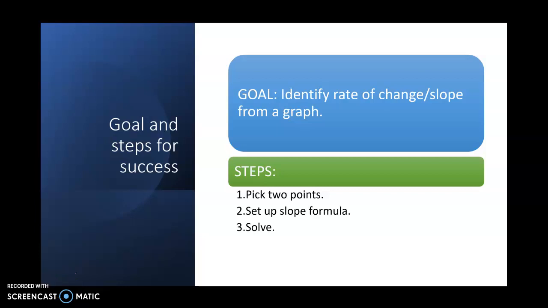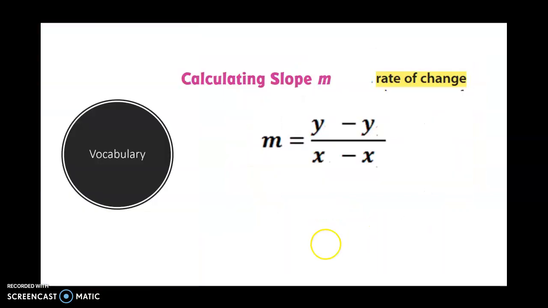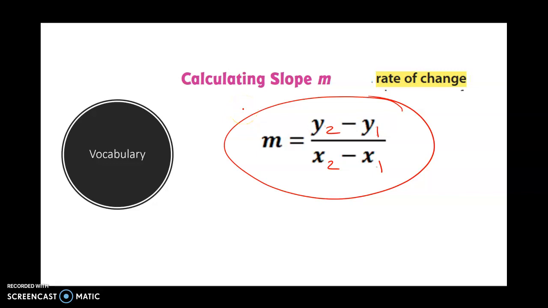Today we're going to identify rate of change or slope from a graph. So our first step is we're going to pick 2 points, then we're going to set up the slope formula, and then we're going to solve. So here's our slope formula. It's y2 minus y1 over x2 minus x1. Please write this down for your notes. We'll need this for the rest of our lesson today.